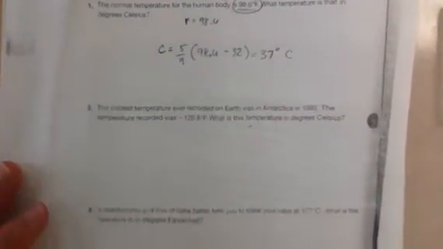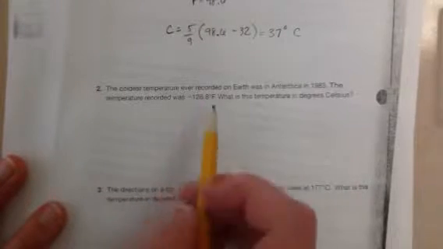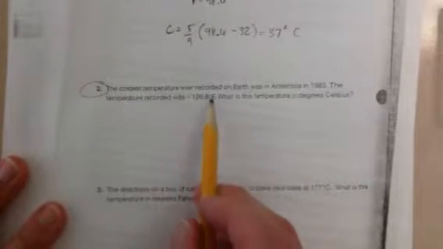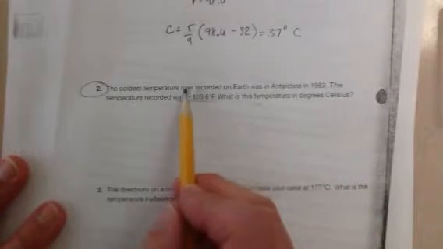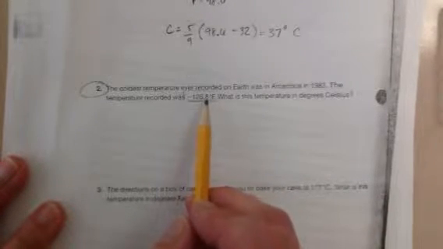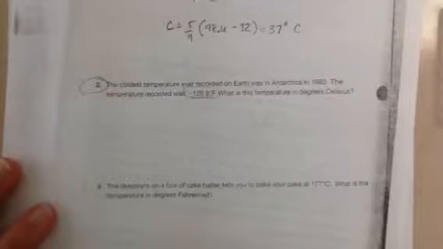So problem number 2 is pretty much the same kind of thing. So you should be able to do this one on your own. It's asking you, what is the temperature in degrees Celsius if your lowest temperature recorded is negative 126.8 degrees Fahrenheit.